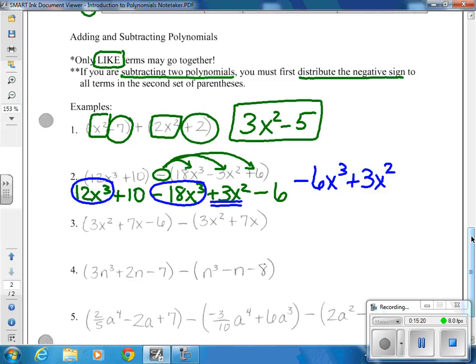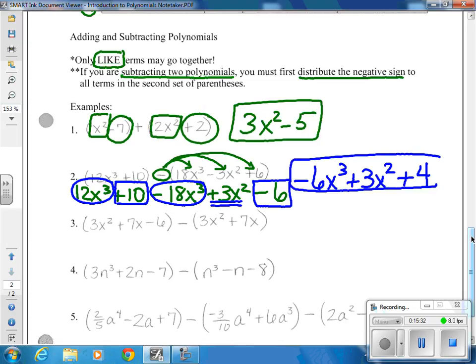And then the last pieces I have are a positive 10 for a constant and a minus 6 for a constant. Positive 10 minus 6 is going to give me a positive 4 as my final constant. So in my final answer, I have negative 6x cubed plus 3x squared plus 4. That would be a cubic trinomial if you were naming it for me. So take some practice with these, but be very careful with those subtraction signs. Anytime you see one, distribute it to everybody after it in the parentheses, and then focus on combining your like terms.